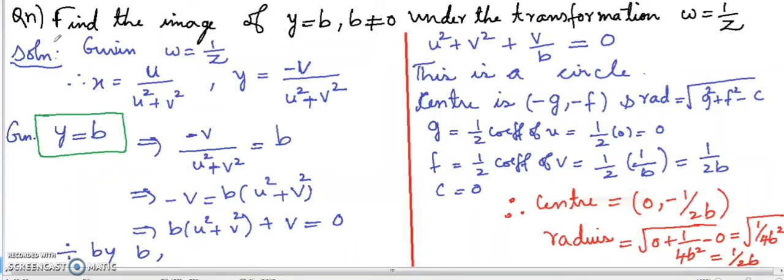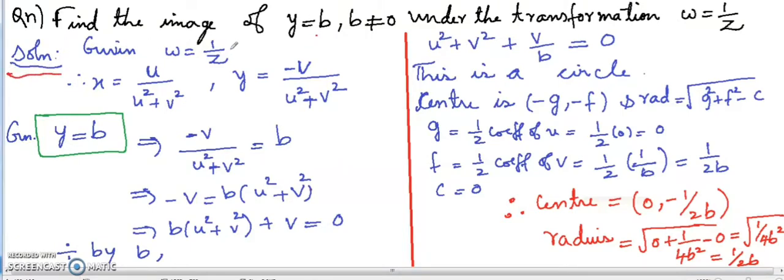Okay students, here is the next question. I will give the explanation. Continuation of the transformation W is equal to 1 by Z. Find the image of Y is equal to B under the transformation W is equal to 1 by Z. The solution. Okay, we'll write the solution.